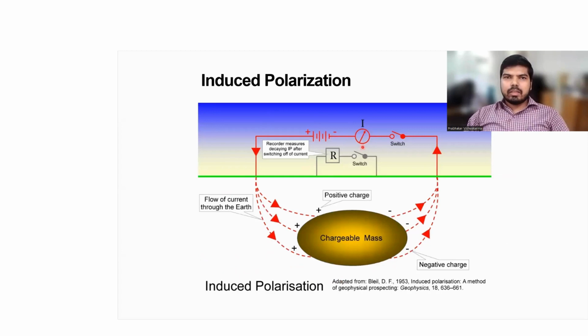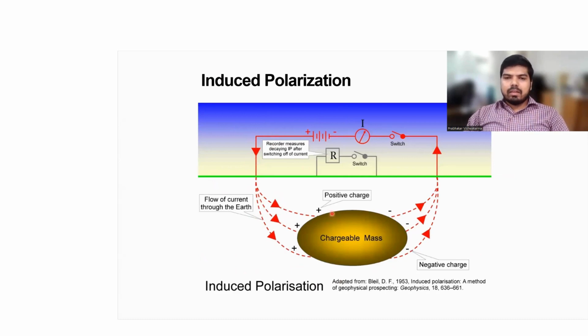Now the next method is the induced polarization method. It works on the principle that current is made to flow through the outer electrodes for a certain time, and then the flow of current is stopped.